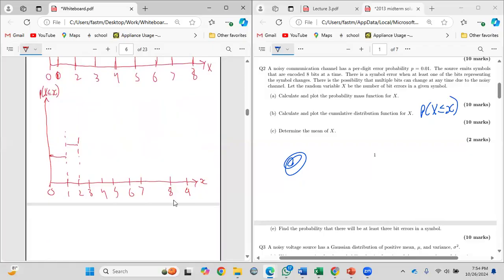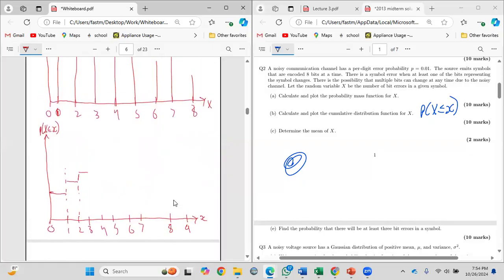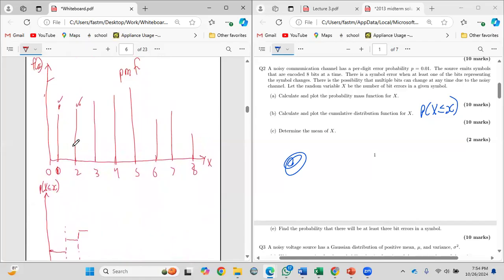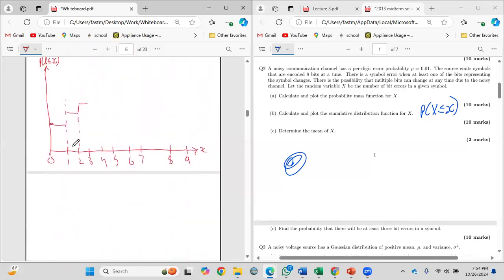And you just keep going across. Less than or equal to 3, so it'll be 3, 2, 1, 0. Less than or equal to 4 will be 4, 3, 2, 1, 0. Less than or equal to 5 will be 5, 4, 3, 2, 1, 0. Less than or equal to 6 will be 6, 5, 4, 3, 2, 1, 0.